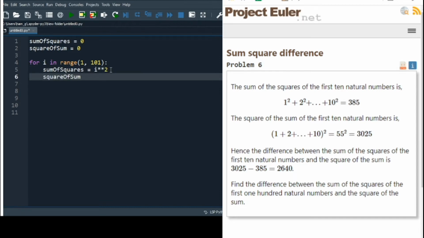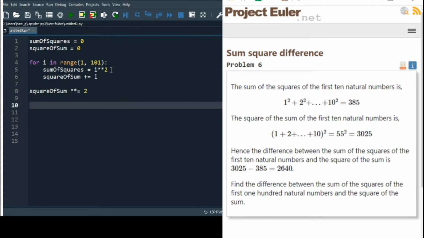Right, square of sum. And this needs to be treated slightly differently because we're going to take the sum of all the numbers below 101, so 1, 2, 3, 4, 5, 6, and then square it. So we'll just add i there, and then down here we'll square it. So square of sum.